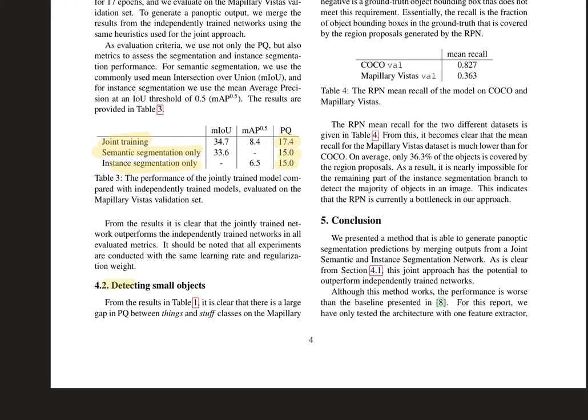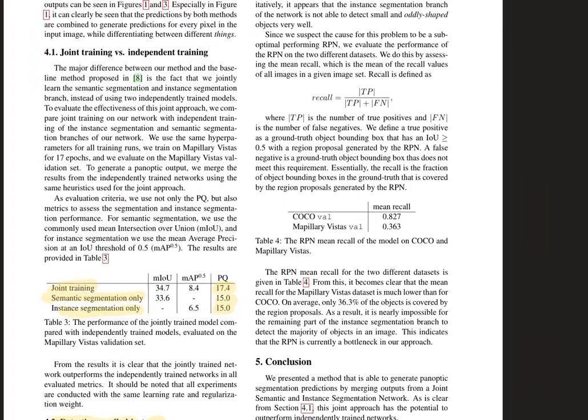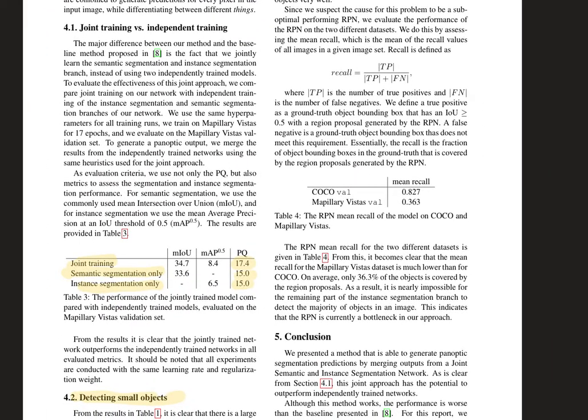And they also have this problem in detecting small objects in the MV dataset, and based on some empirical studies, they mentioned that it's basically the region proposal network that causes this bottleneck, because only a small portion of these objects are actually covered by the region proposals. And that basically concludes this paper.